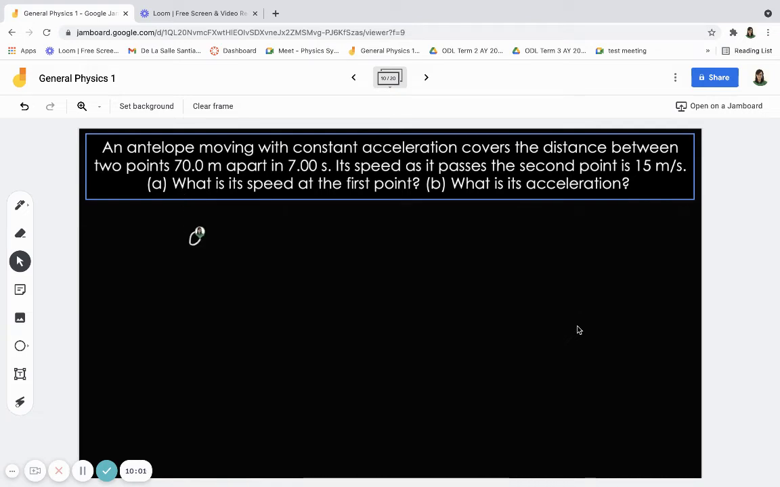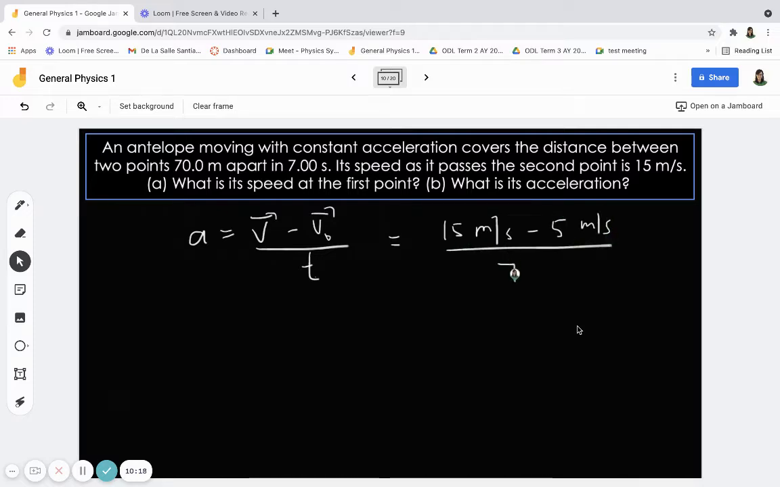So acceleration equals final velocity minus initial velocity divided by time. That's our basic acceleration equation. And then this should be 15 meters per second minus 5 meters per second divided by 7 seconds. And that should give you 10 divided by 7. So it's actually 1.43 meters per second squared.